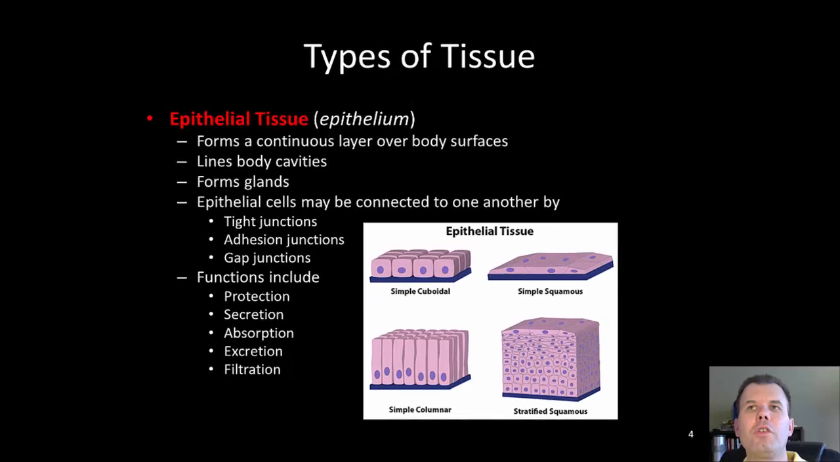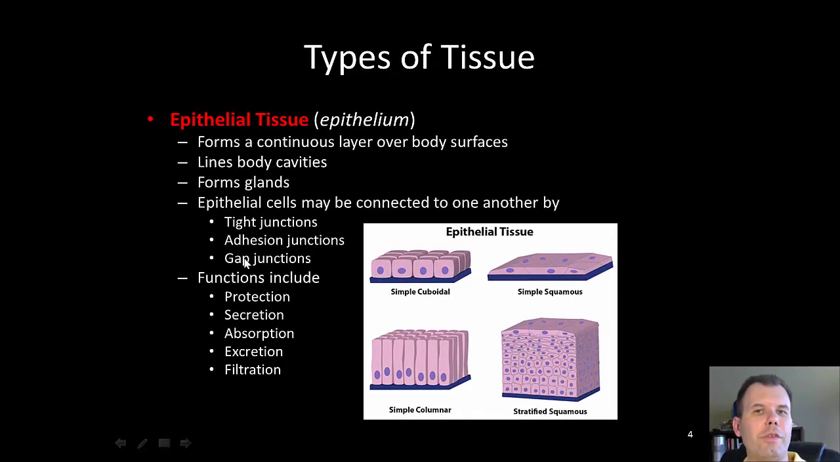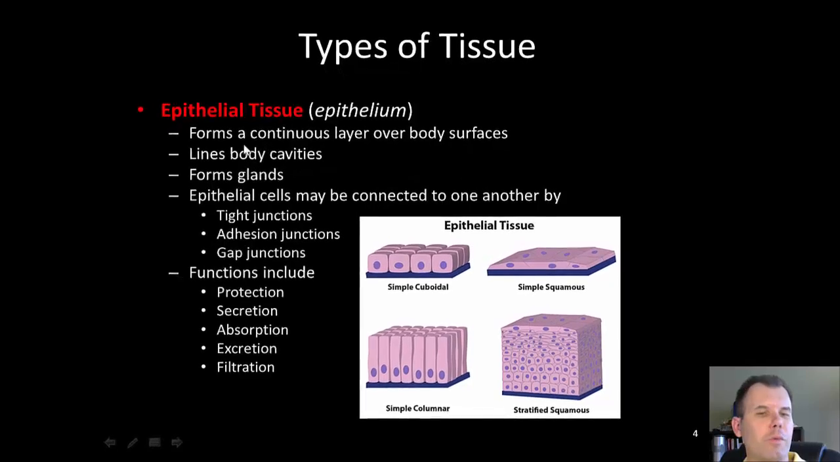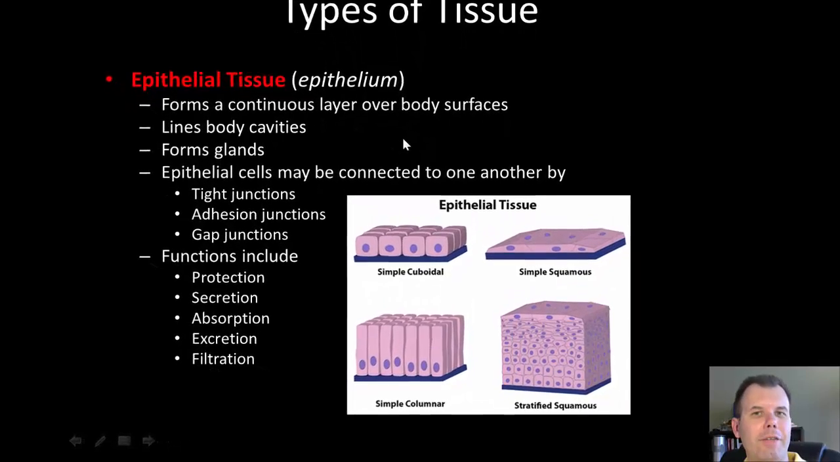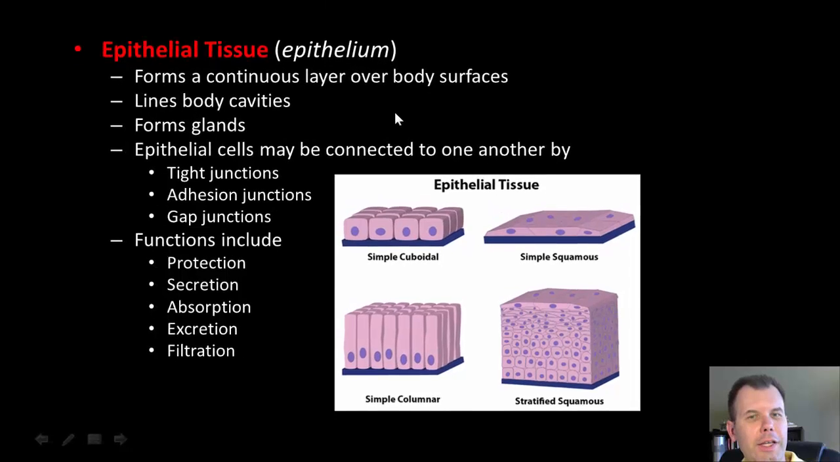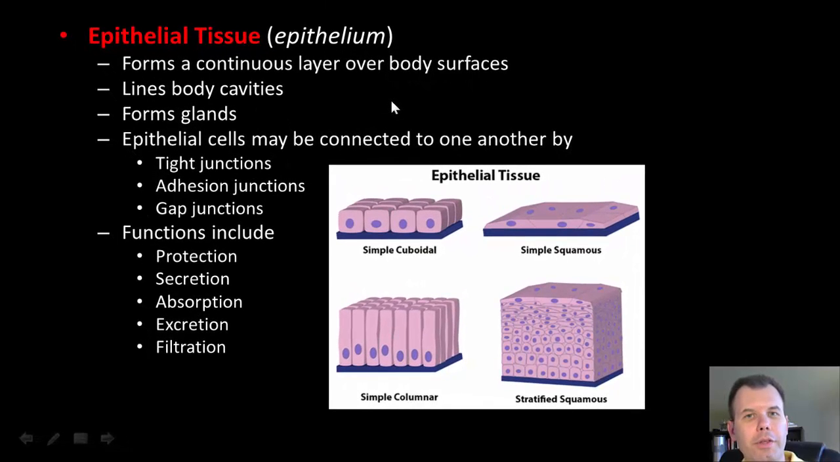All right, so the first type of tissue is the epithelial tissue, and this is the tissue that forms a continuous layer over body surfaces. So again, our skin, our epithelium layer on the outside, is part of this. All the tissue that lines our openings, like our mouth, our nose, our digestive cavity, all has epithelial tissue associated, and we're going to talk more about what this epithelial tissue does and what it looks like.